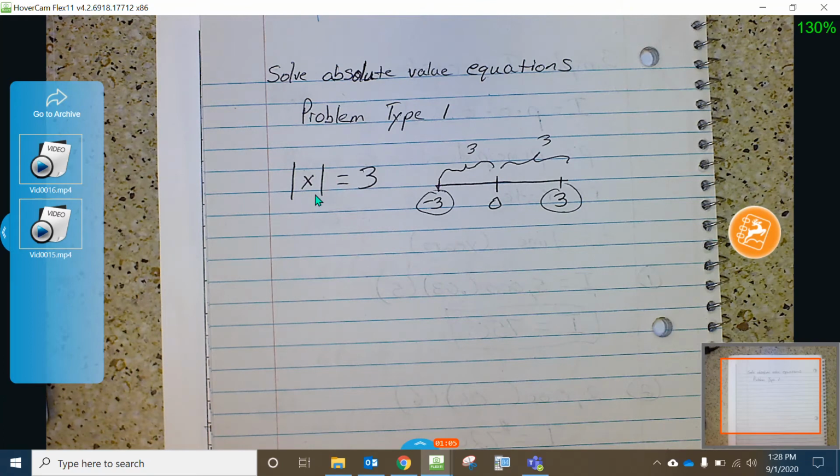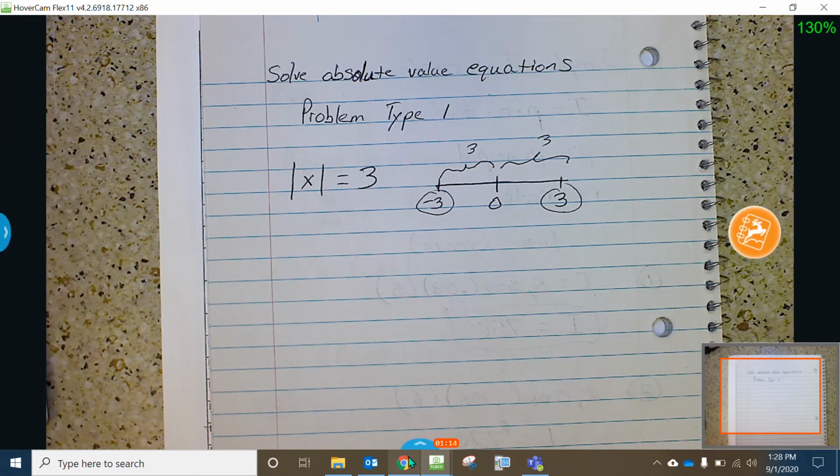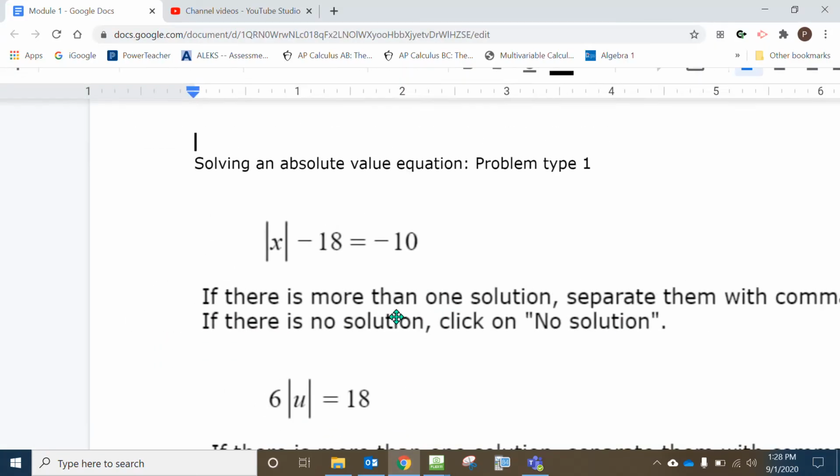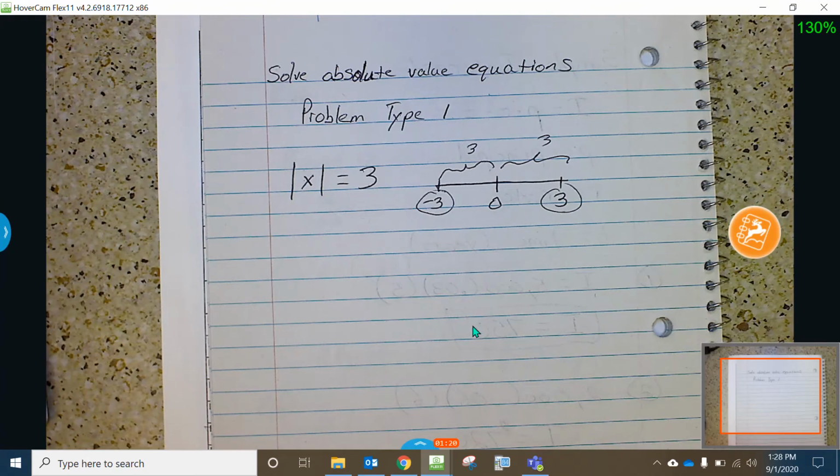Now, putting numbers in here is going to change this. This is called the center, and there's a few little tricks in here. So let's take a look at our first problem. Oops, sorry about that.